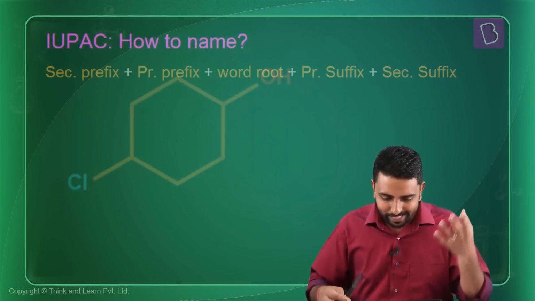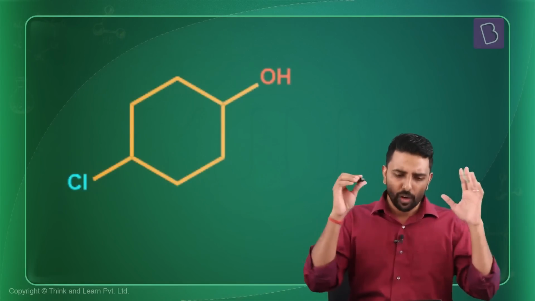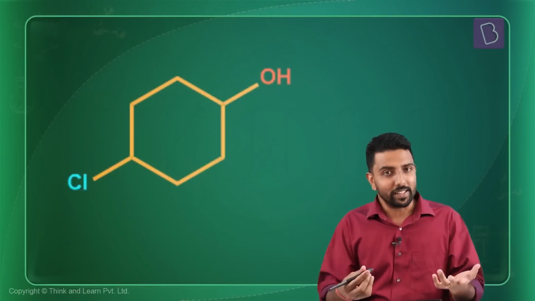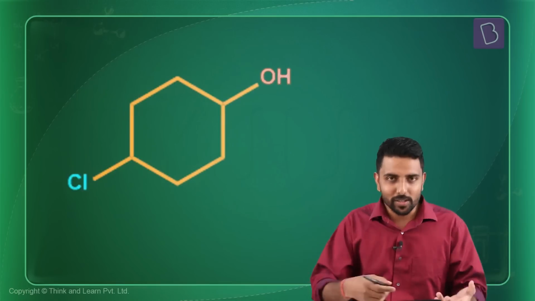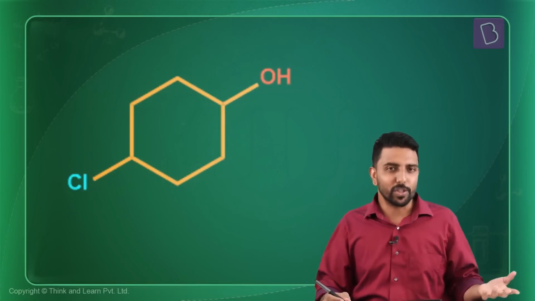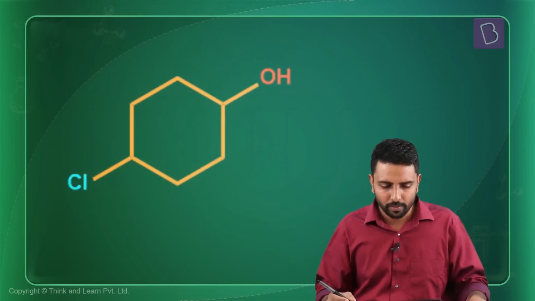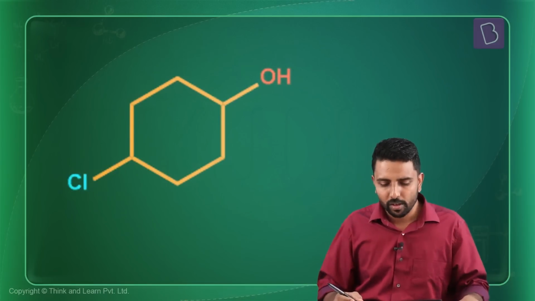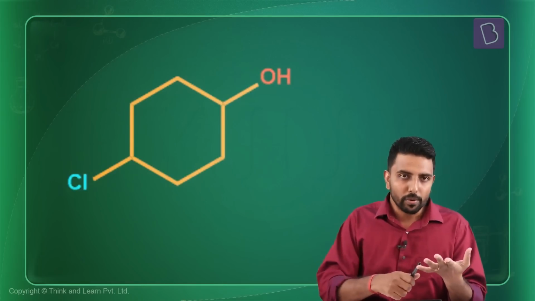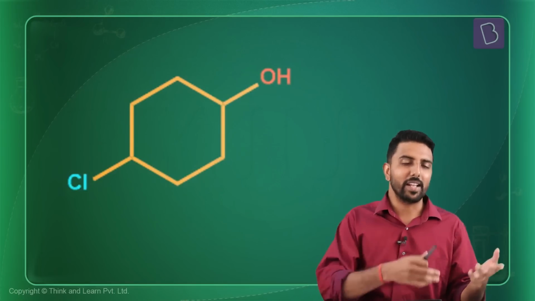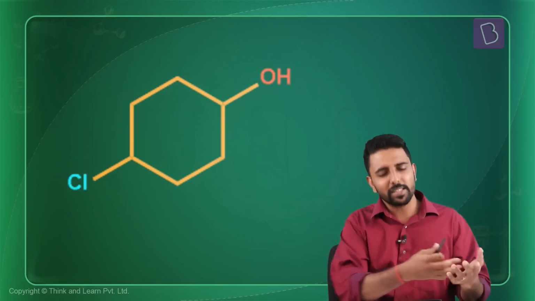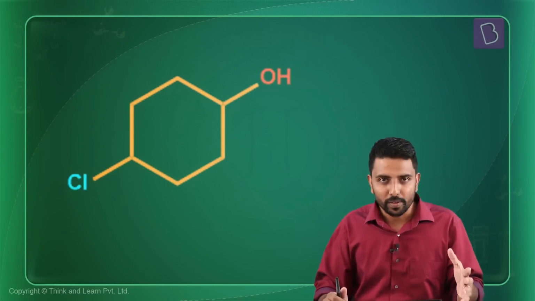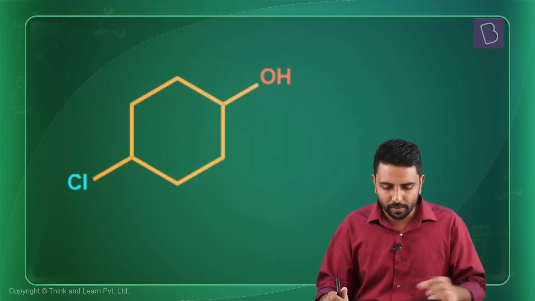So take a look at this compound. Here, we have a ring compound where on either side of the six-membered ring, we have the hydroxyl group, and diametrically opposite to it, we have the chlorine group. So how do we systematically go about naming this compound? We know two things. It's a ring compound and the carbons that form the ring number 6. So straight away the word root is going to be hex.